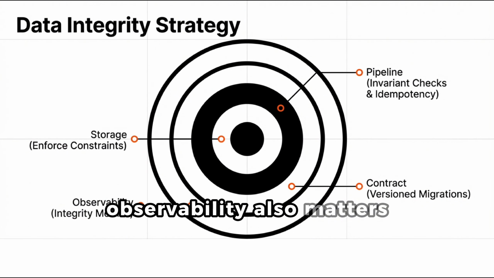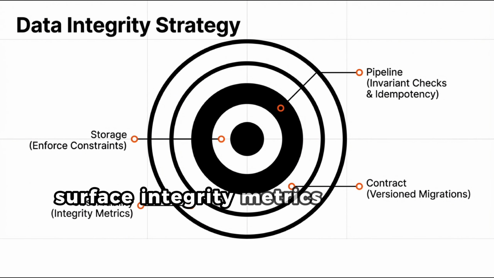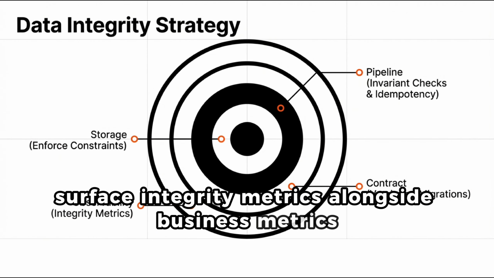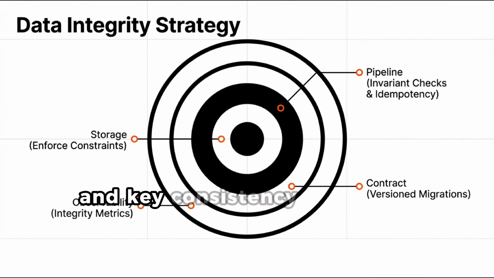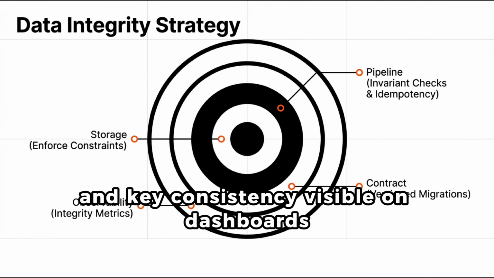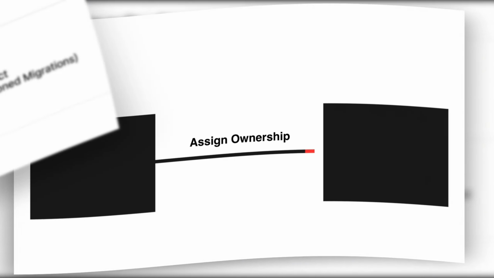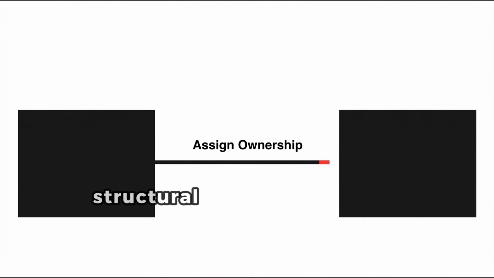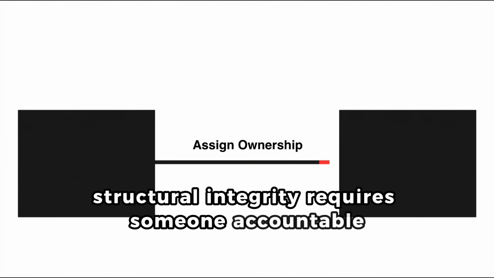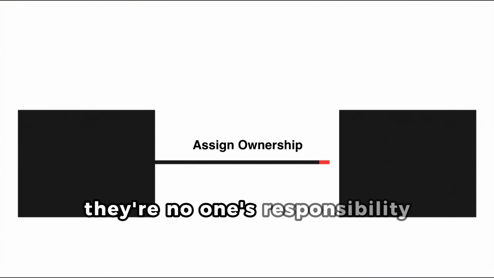Observability also matters. Surface integrity metrics alongside business metrics. Make referential integrity, duplicate rates and key consistency visible on dashboards, not buried in logs. And perhaps most importantly, assign ownership. Structural integrity requires someone accountable for core entities. When identity and relationships are everyone's responsibility, they're no one's responsibility.